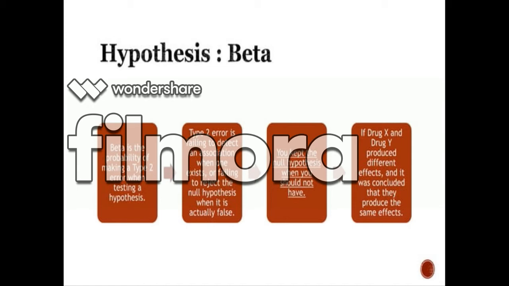Now let's talk about beta. Beta is the probability of making a type 2 error when testing a hypothesis. Type 2 error is failing to detect an association when one exists, or failing to reject the null hypothesis when it is actually false. You kept the null hypothesis when you should not have.